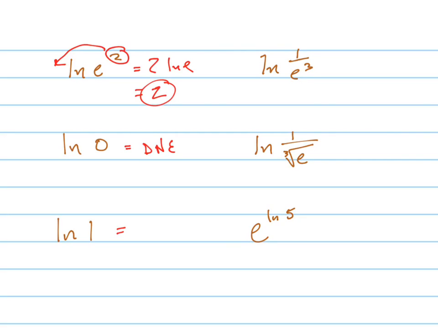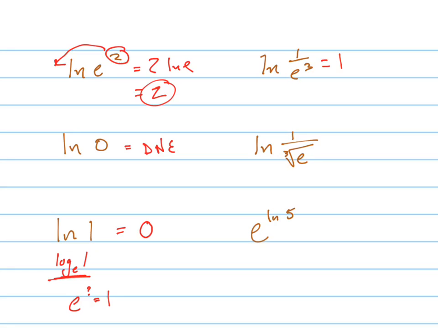This next one, what's the log base anything of 1 equal to? 0. Because remember what this means is log base e of 1. And what does log base e of 1 mean? It means e to what power equals 1. And what's the answer to that? It's always 0, right? So log base anything of 1 is always 0.